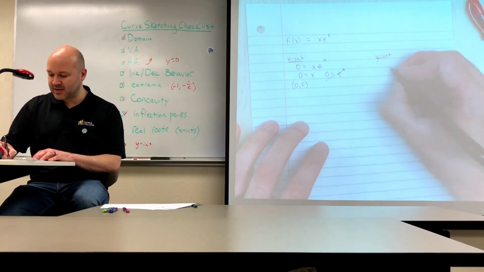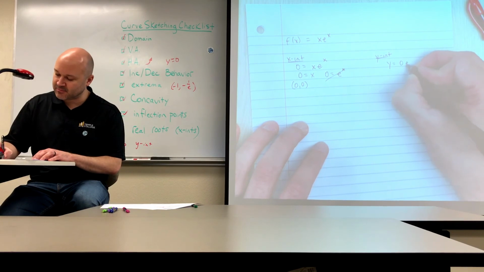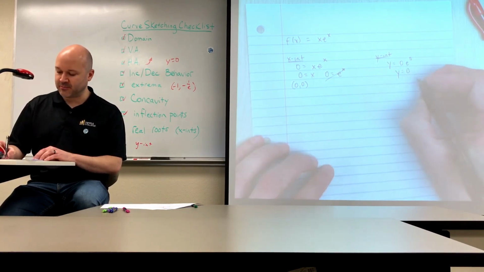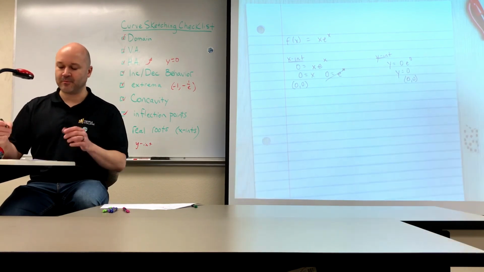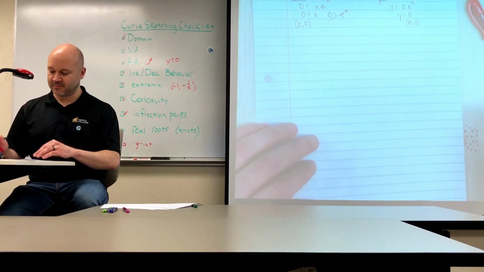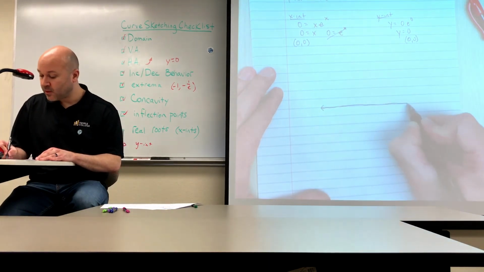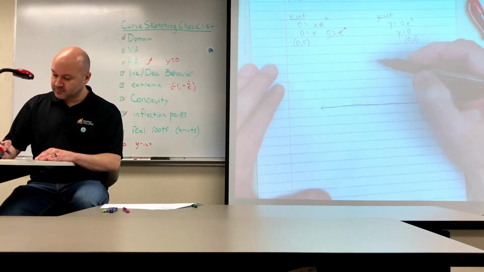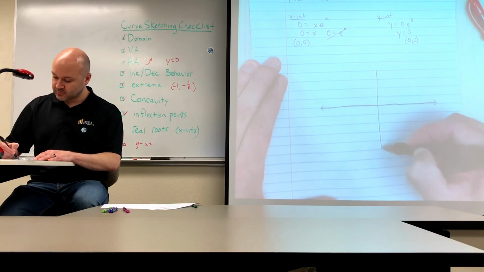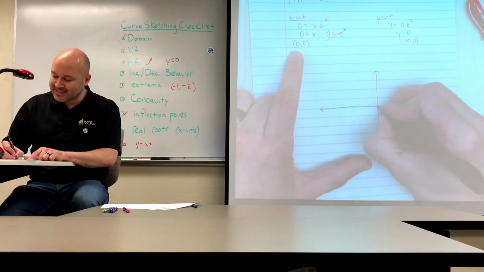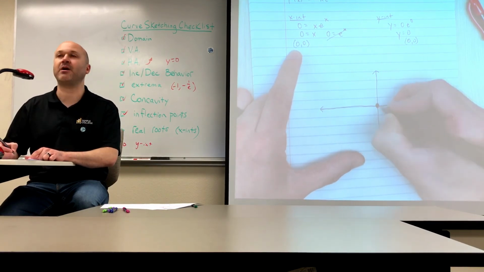To find the y-intercept, you set the x's to 0. So 0 times 1, you get 0. Cool. I think I can graph this function now. I have a point at 0, 0. It's acting as not only my x-intercept, but also my y-intercept.